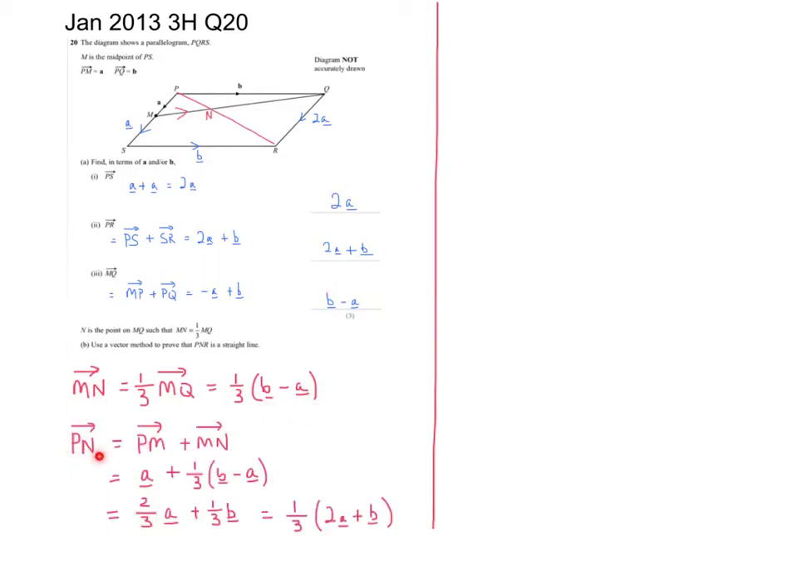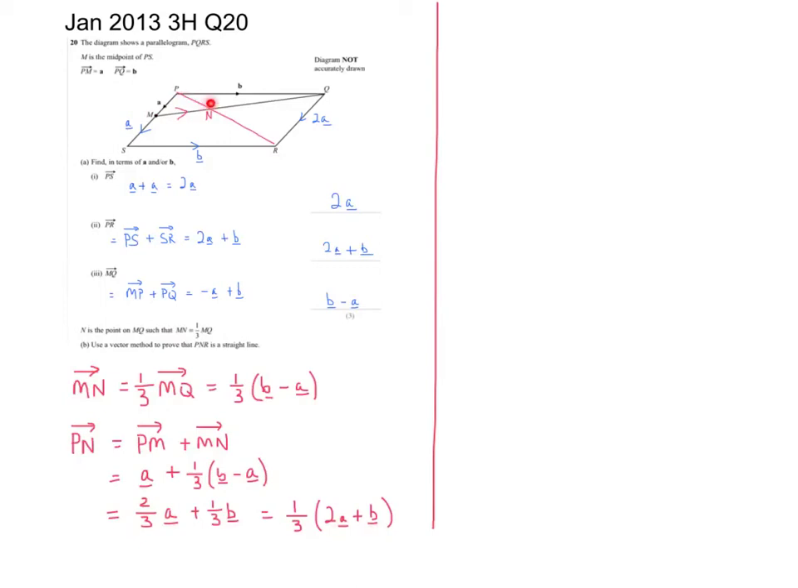Okay, so PN, this vector here, is the same as PM plus MN. PM we know is vector A, and MN we've just worked out, a third times B minus A. If I expand out the brackets and add together, I've got A minus a third A, so A minus a third A is 2/3 A, and then plus 1/3 B. So I've got 2/3 A plus 1/3 B, and in fact, just because I know it's going to be useful later, because I've done the rough workings, I'm going to factorise and say that is 1/3 times 2A plus B. So that's my vector PN.